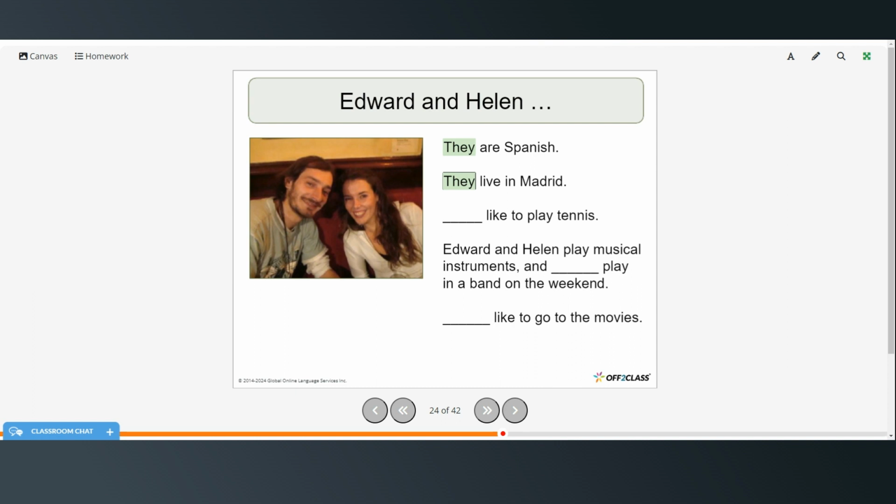They live in Madrid. They like to play tennis. Edward and Helen play musical instruments, and they play in a band on the weekend. They like to go to the movies.